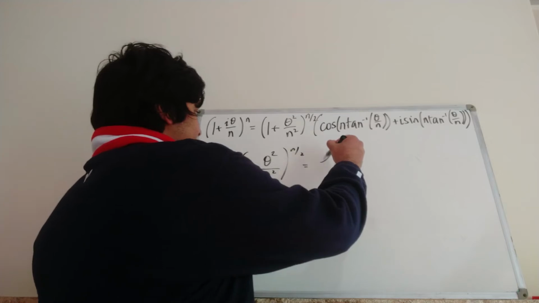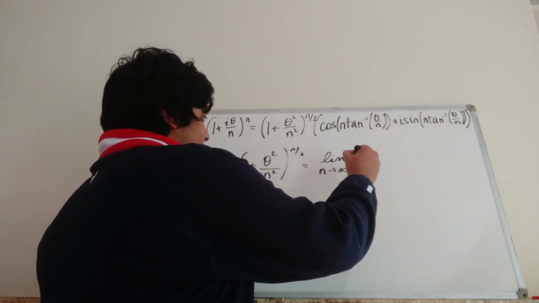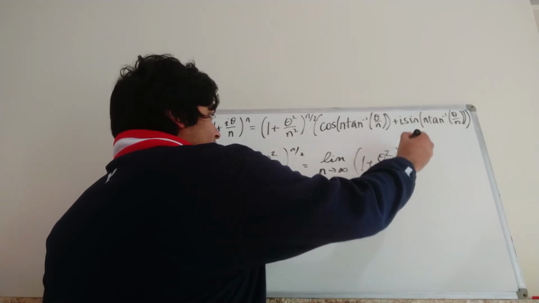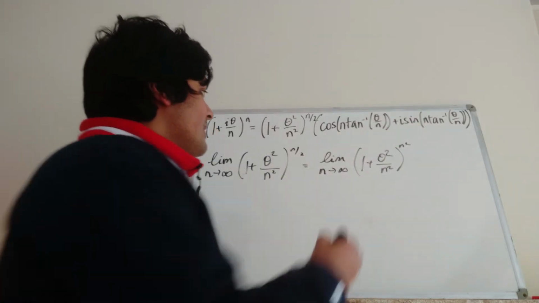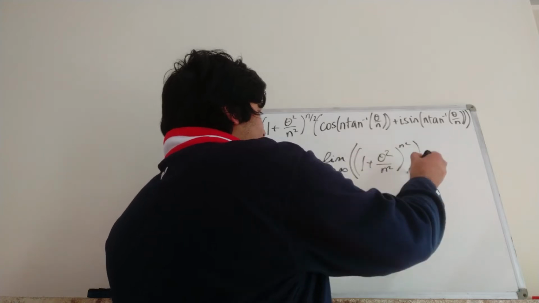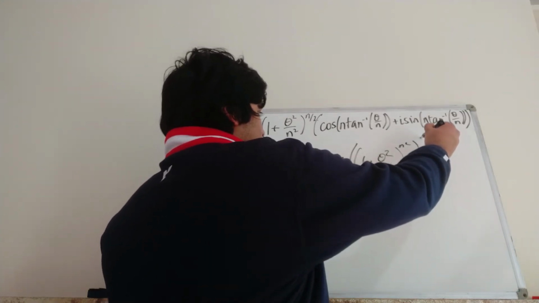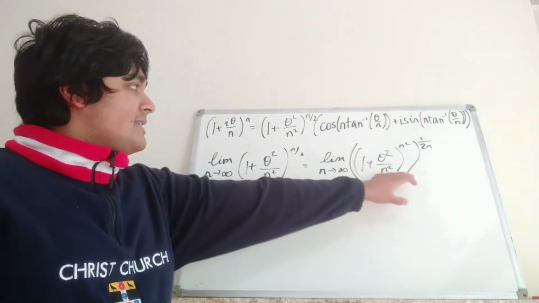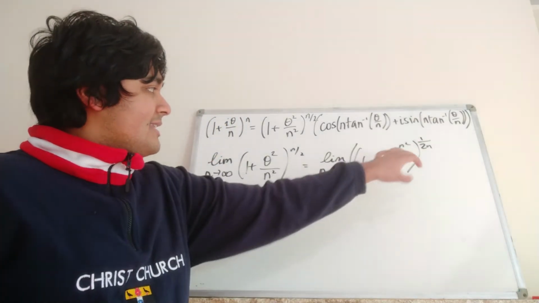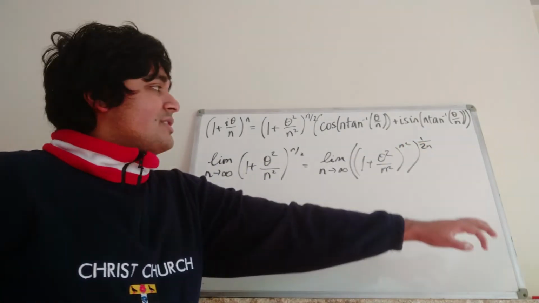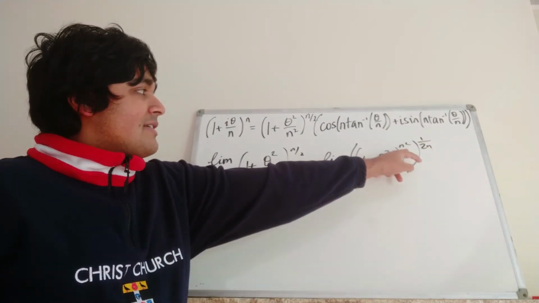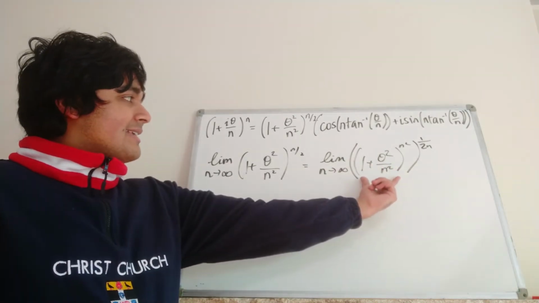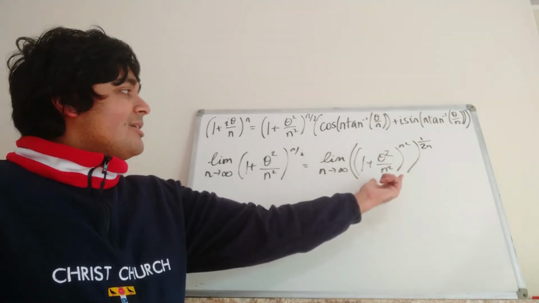Well, that's just going to be the same as the limit as n goes to infinity of 1 plus theta squared over n squared raised to the power of n squared, and then that raised to the power of 1 over 2n. Okay, and that's just using standard properties of the exponent, in that this to the power of 1 over 2n, you can multiply them through to give us an n over 2, which is that there.